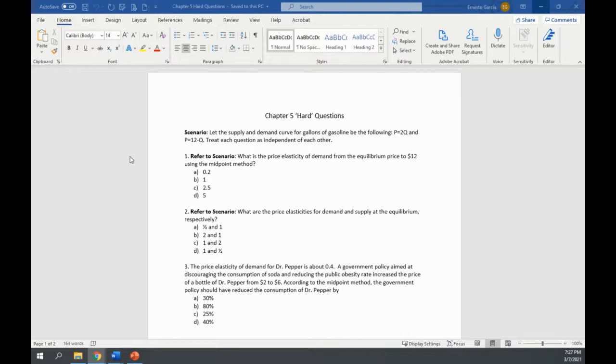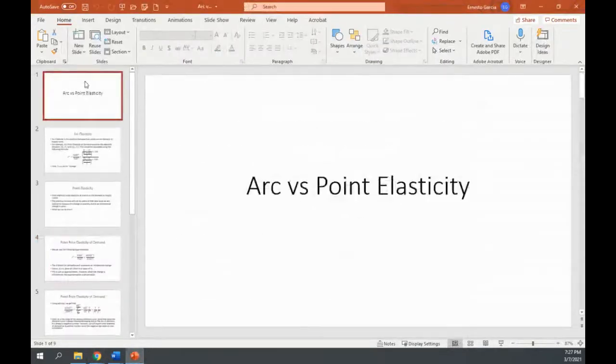Okay. So to solve this question, we're going to have to move away from our current understanding of elasticity, right? We're going to have to look at the difference between what is called arc elasticity and price or point elasticity.